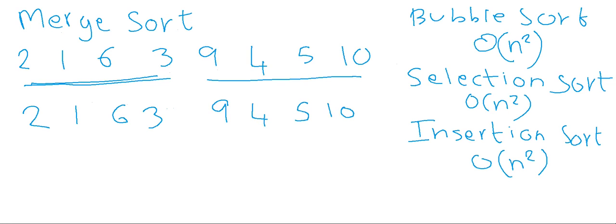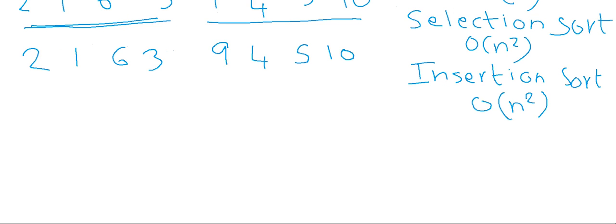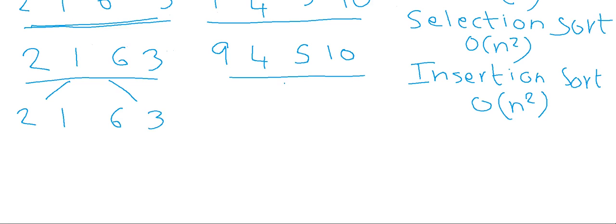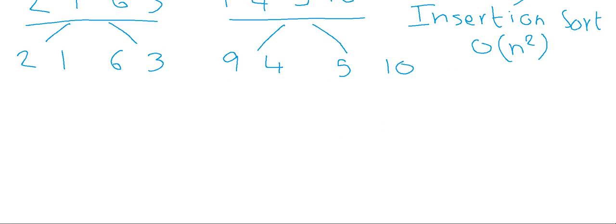That's the right part. And then we again divide this left half into two. So we will have 2 1, that's the left part, and then we'll have 6 and 3, that's the right part. Then we'll again divide this into two left half and the right half, which will be 9 4, that's the left half, and 5 10, that's the right half.